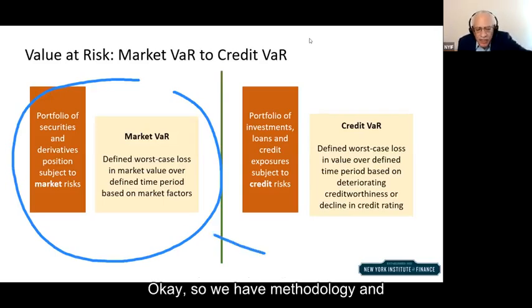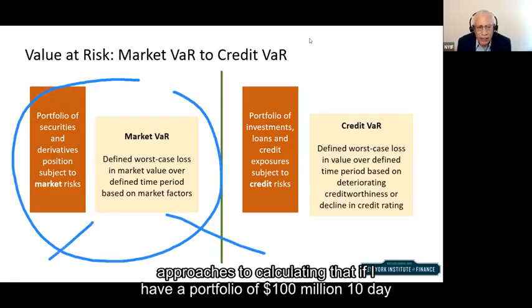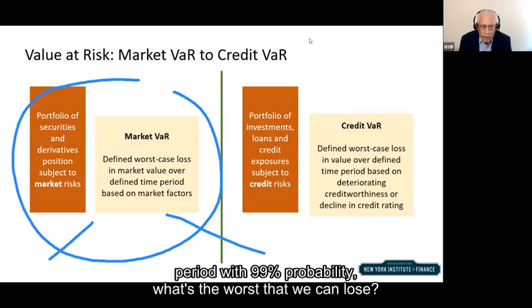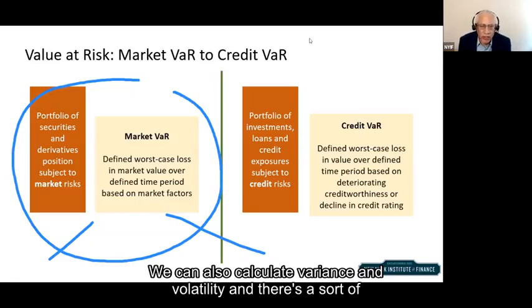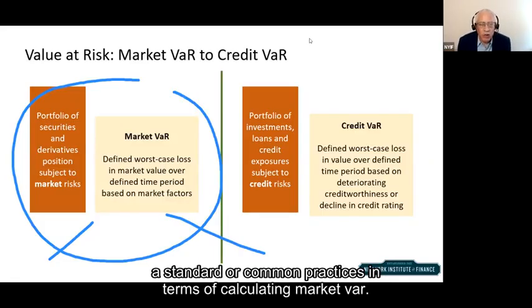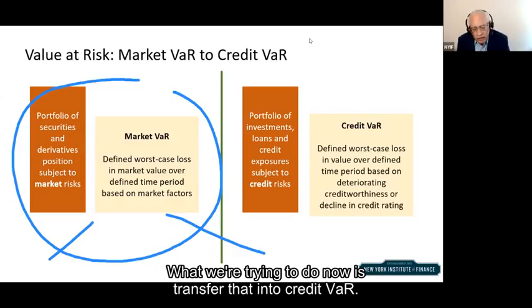Okay, so we have methodology and approaches to calculating that. If I have a portfolio of $100 million in trading positions over a 10-day period with 99% probability, what's the worst that we can lose? And then we go through either computer simulation or historical simulation. We can also calculate variance and volatility, and there's a sort of standard or common practices in terms of calculating market VAR. What we're trying to do now is transfer that into credit VAR.